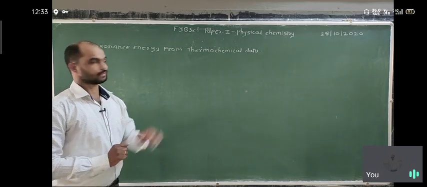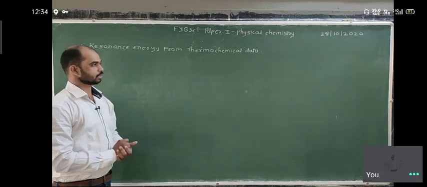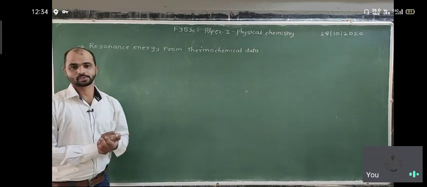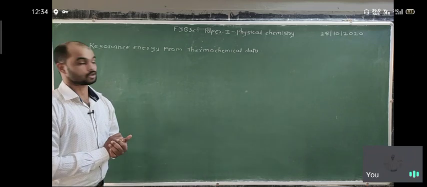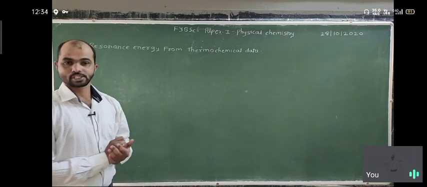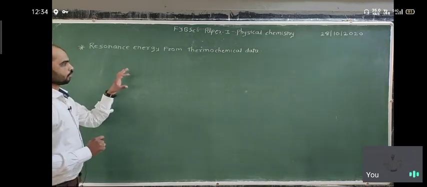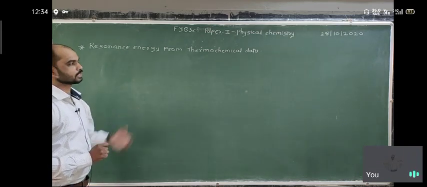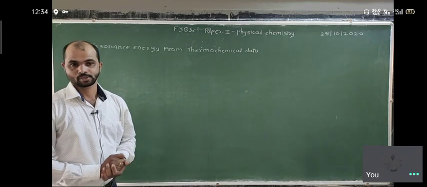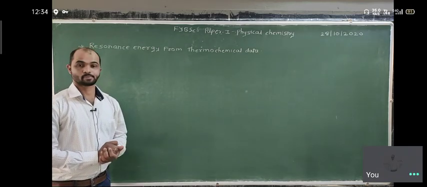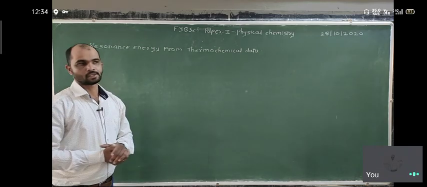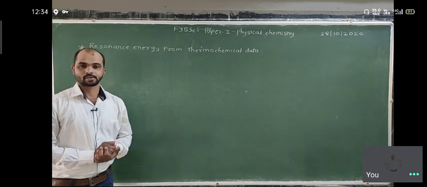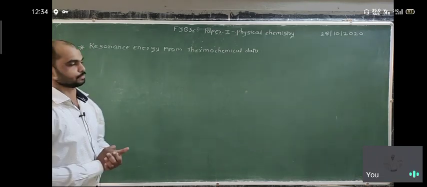You are already familiar with resonance. What is resonance and how does it apply in different kinds of molecules? You already studied in organic chemistry that there is a resonance effect. To understand this resonance energy: resonance energy makes a molecule more stable. Due to this consequence, the molecule gets extra stability, and due to the presence of this energy, we call it resonance stabilization energy.